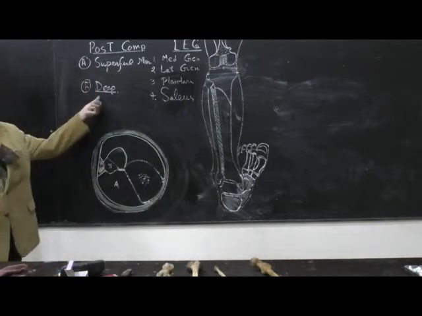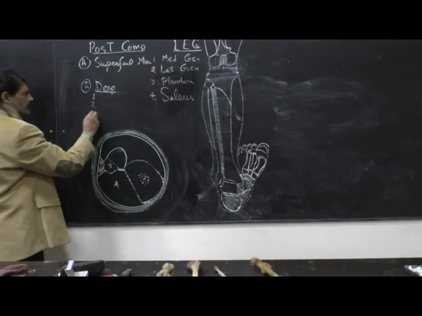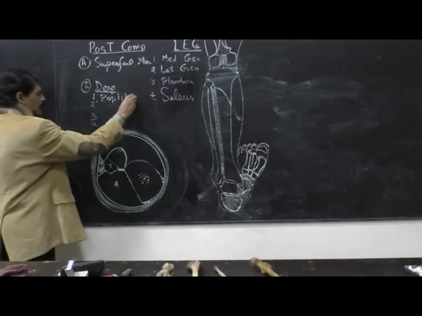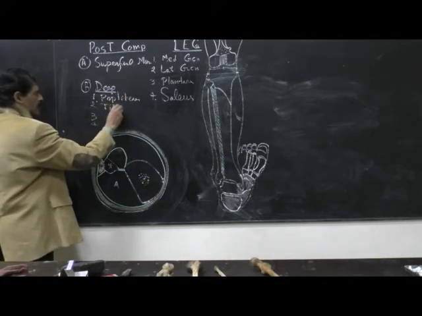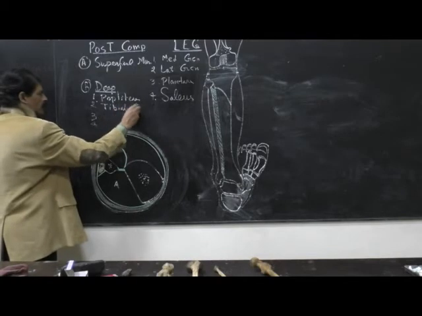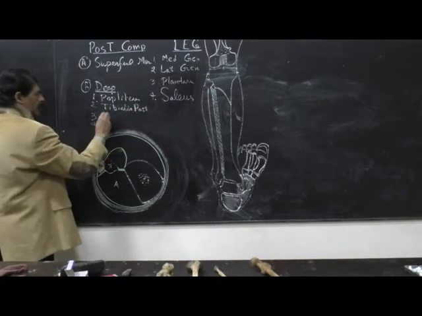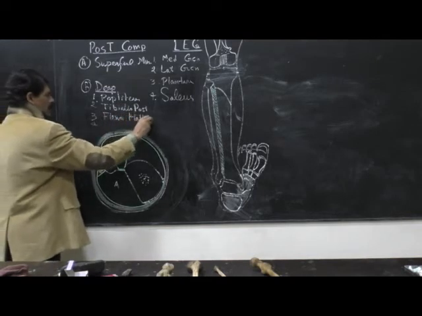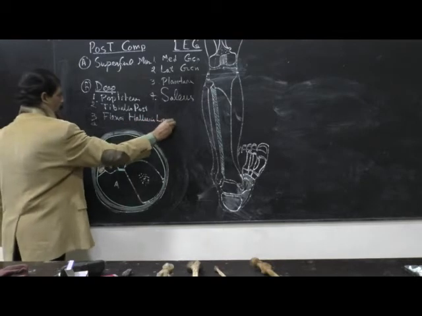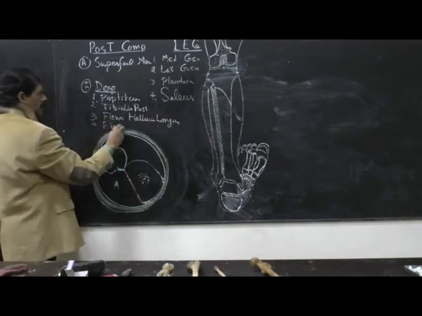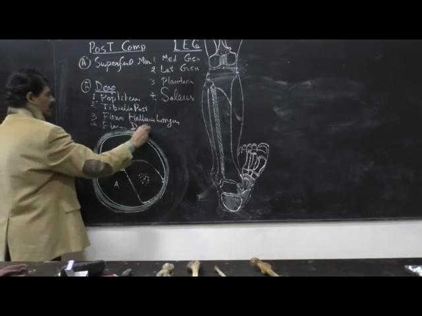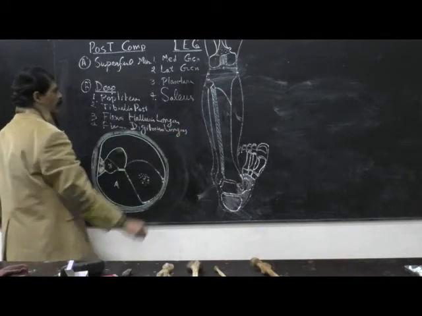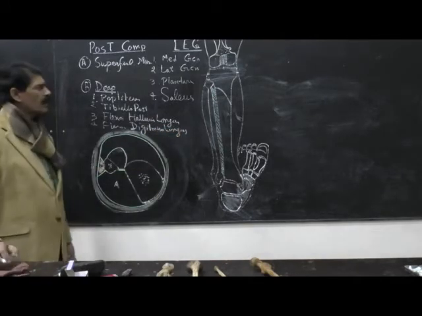Similarly, the deep group also has four muscles. Names of these muscles: they are popliteus, tibialis posterior, flexor hallucis longus, then flexor digitorum longus. So four and four muscles you have to remember in both the compartments.